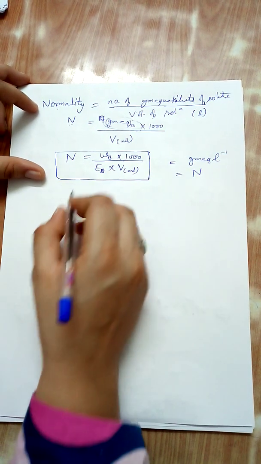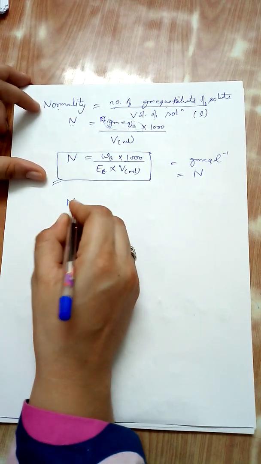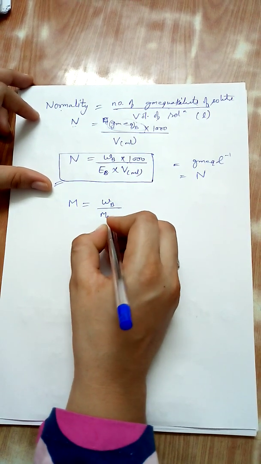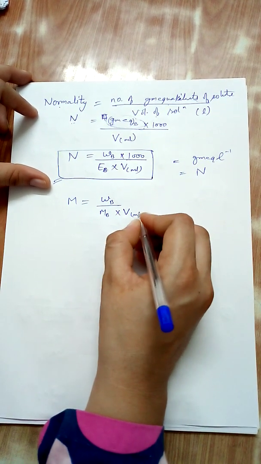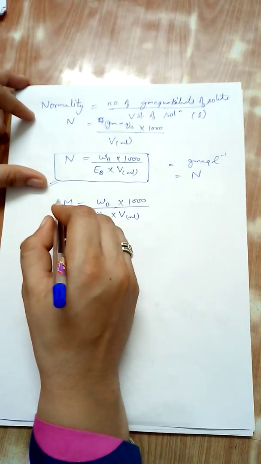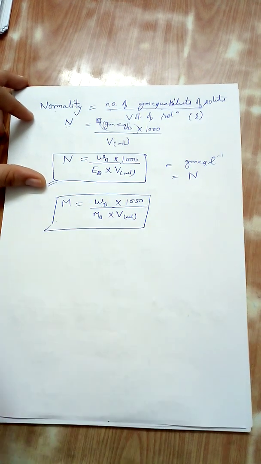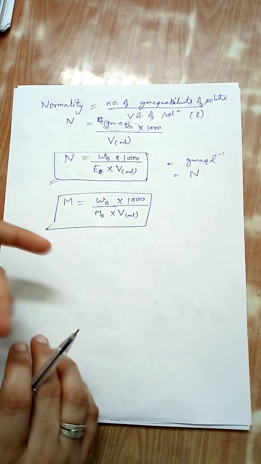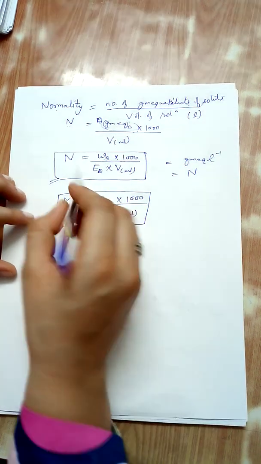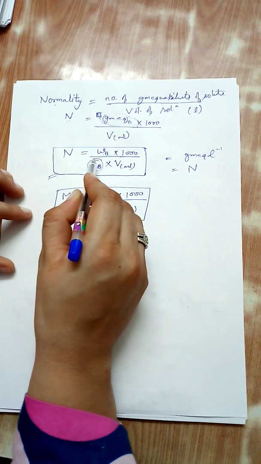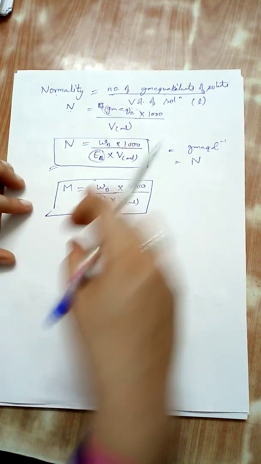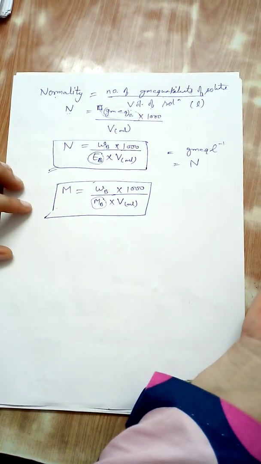Now when we compare this normality with molarity, the formula for molarity was: molarity is W_B by M_B into volume in ml, and this 1000 if it is in ml. So what is the basic similarity, or we can say difference? The similarity is that here it is also weight, 1000, volume. So the difference is that in normality there is equivalent weight and in molarity there is molecular weight. So what is the correlation between this equivalent weight and molecular weight?